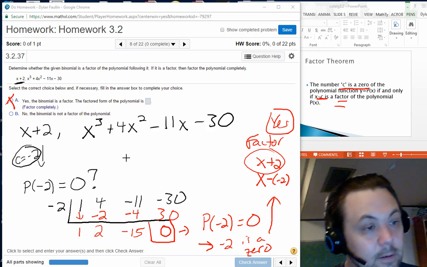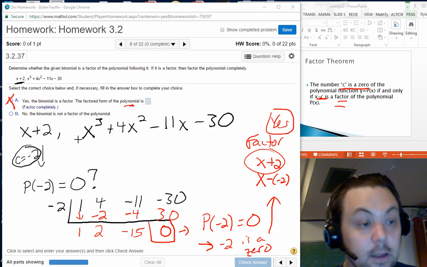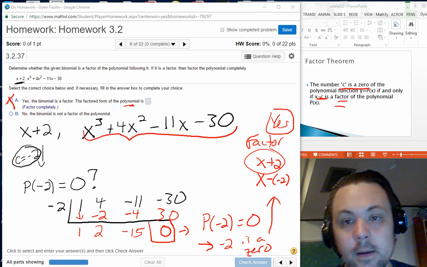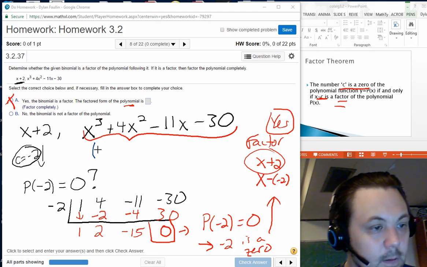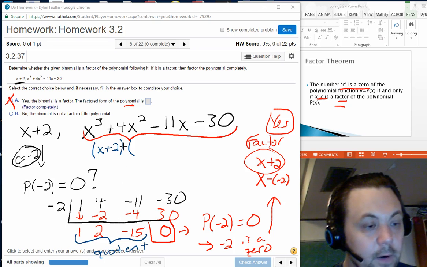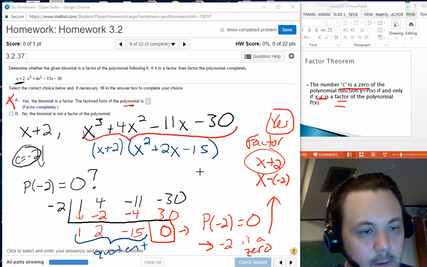Now, because the remainder is 0, we actually have some extra work to do. It says if it is a factor, then go ahead and factor this. So I want to go ahead and factor this polynomial. One of the factors will be x plus 2, the divisor, the thing we divided by. The other factor will be the quotient, right? So here's my quotient down here. So putting the variables back into it, it's going to be x squared plus 2x minus 15.